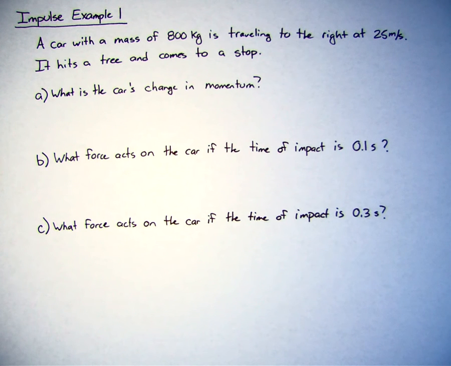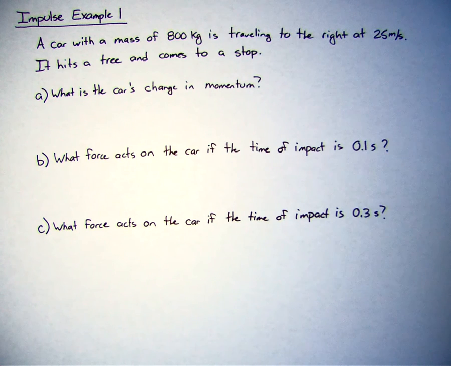I wanted to give you an example that hopefully will allow you to understand impulse, but also to understand the implications of impulse and really conceptually what it means and how to actually change the amount of force and the amount of time that you have on a collision. So we have this car that's traveling and it's going to come to a stop after it hits a tree. Not the most glorious scenario, but it will get the job done for what I'm trying to show you here. So the first question I have is, what is the car's change in momentum?